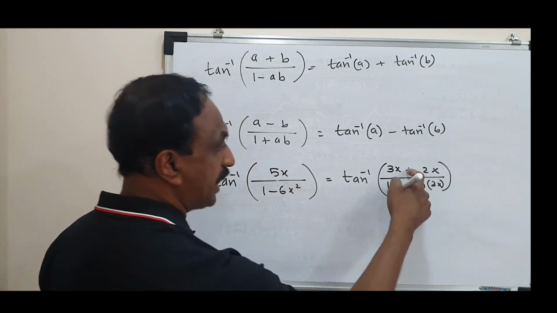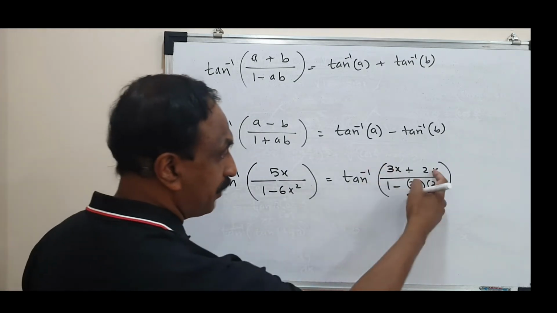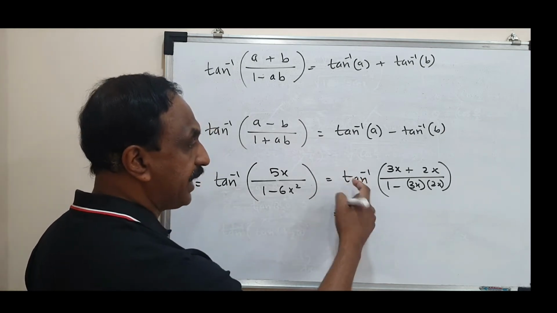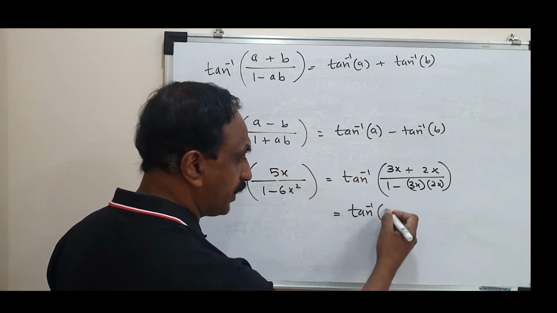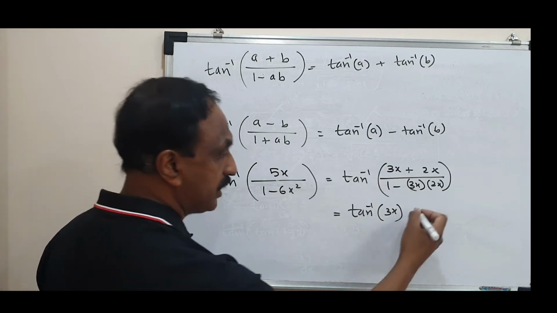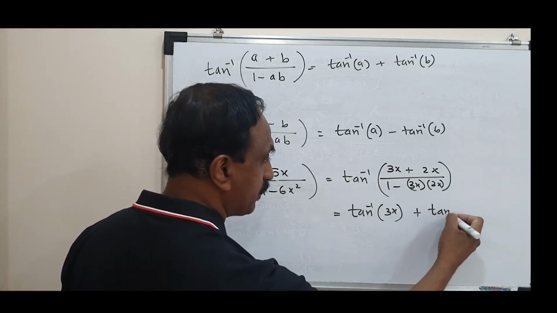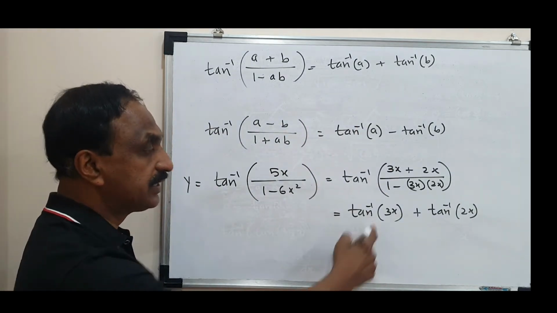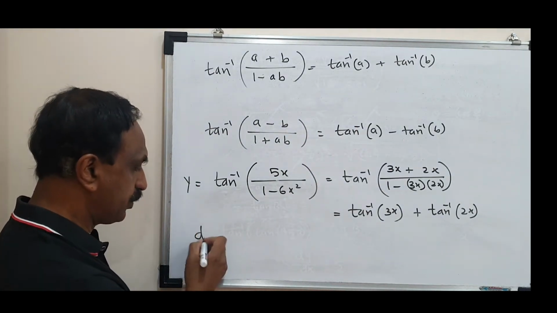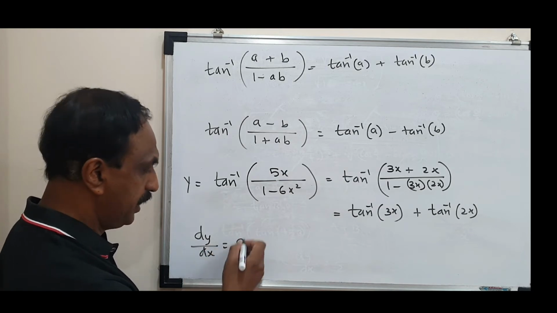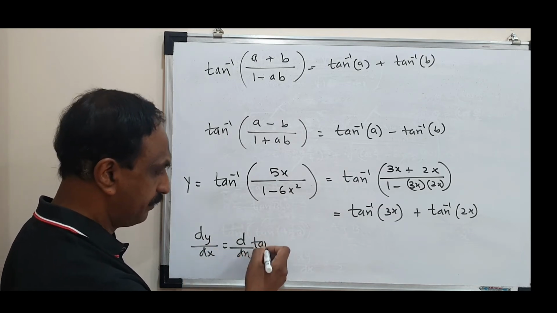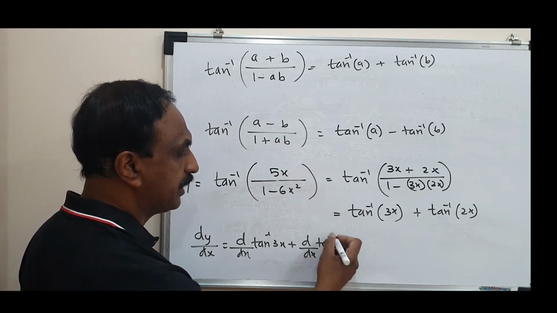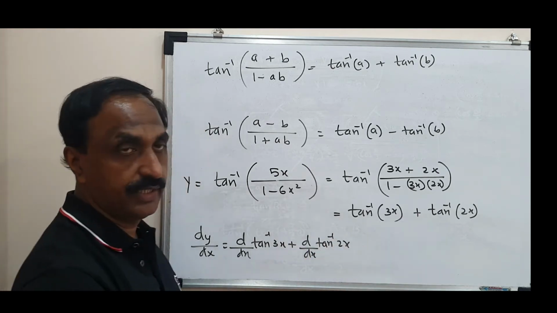So what have you noticed? Are they opposite signs? Yes. Sum of this and product of this, are they tallying? Yes. Then you can write this as tan inverse of the first number, tan inverse of 3x, plus tan inverse of the second number. From where did you get this? Using this formula. Now tell me, is this easy to differentiate? Yes, very, very easy to differentiate. So dy by dx will be the derivative of tan inverse 3x plus the derivative of tan inverse 2x, because you converted them into plus sign. If you convert them into plus sign, then it's very easy to differentiate.